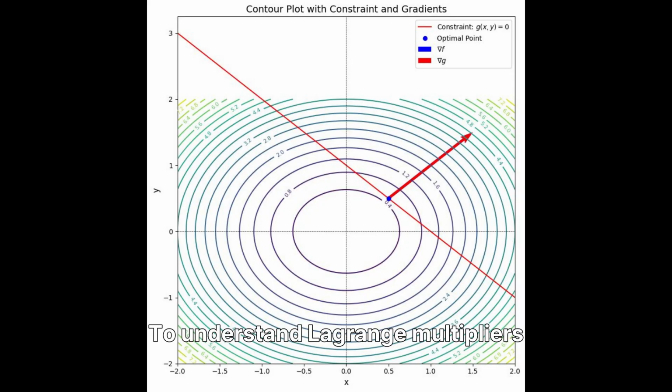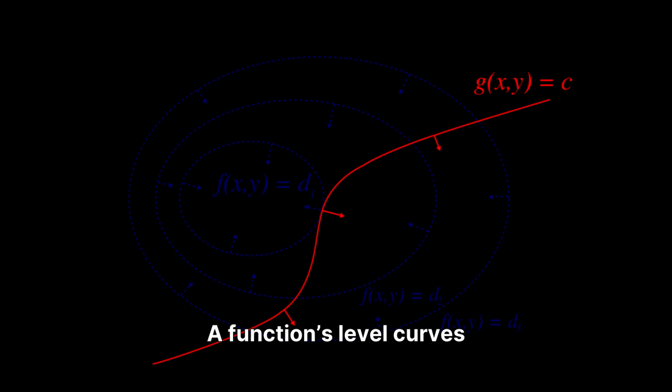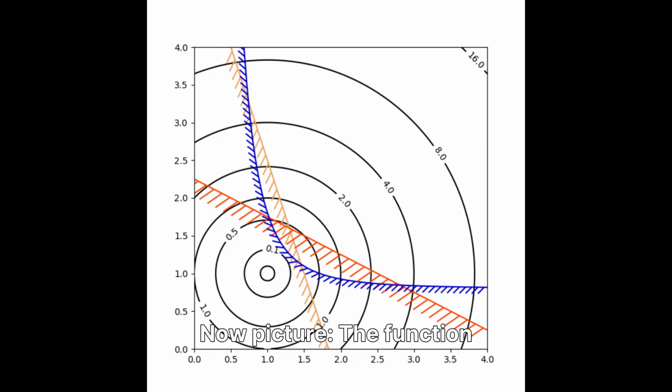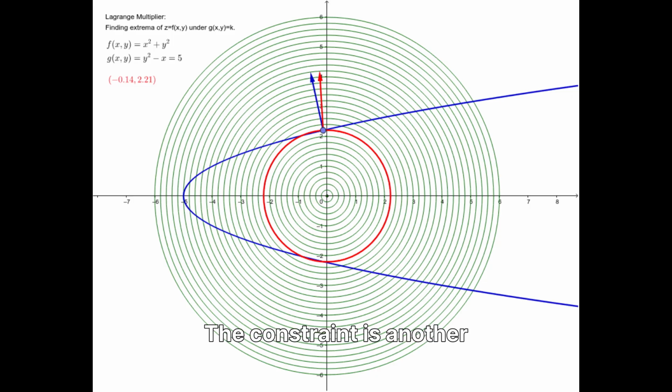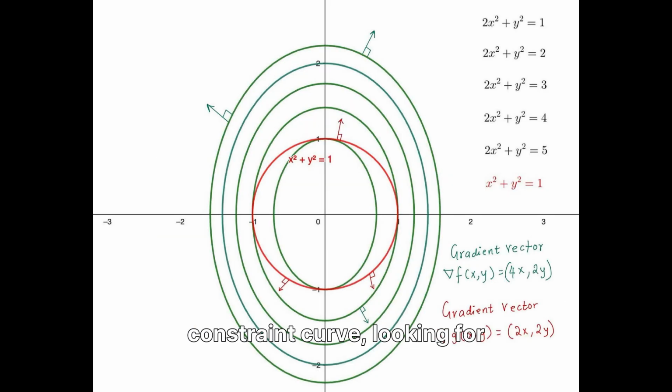To understand Lagrange multipliers intuitively, think in terms of level curves or contour lines. A function's level curves are like elevation lines on a map. Each curve represents points with equal value. Now picture, the function you're optimizing has its own set of level curves. The constraint is another curve on the same graph. You're sliding along the constraint curve, looking for the point where the function's level curve is as high or low as possible, while still touching the constraint curve.